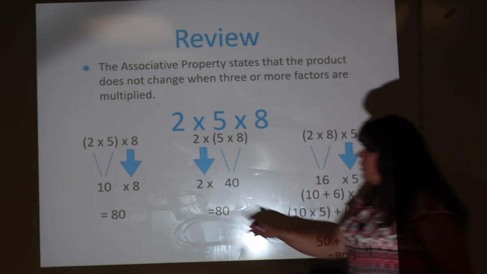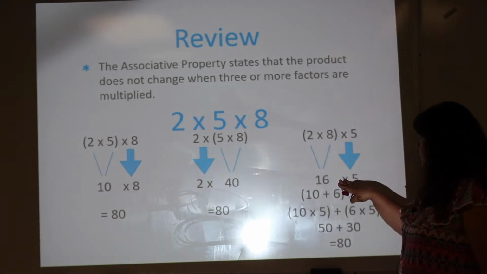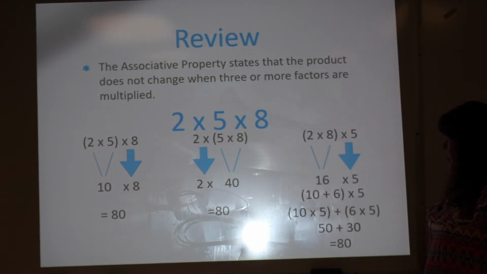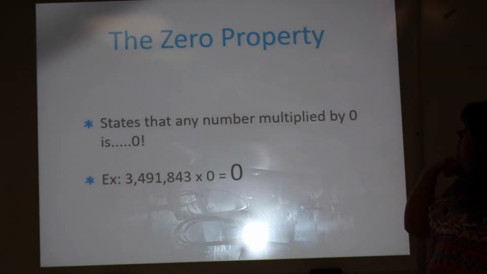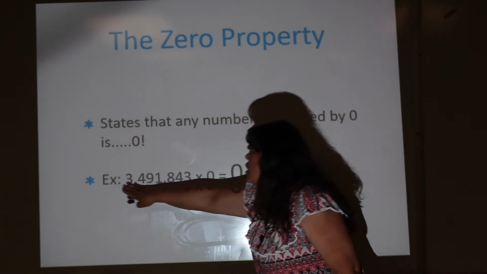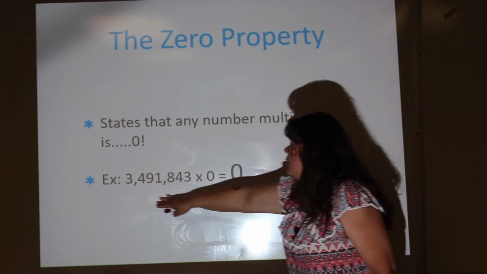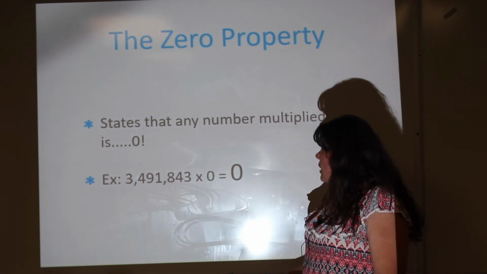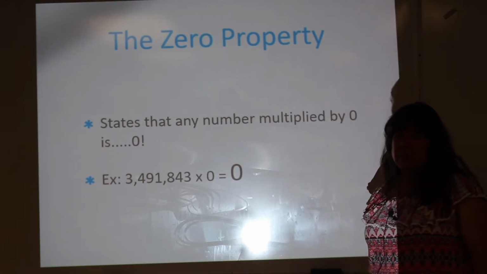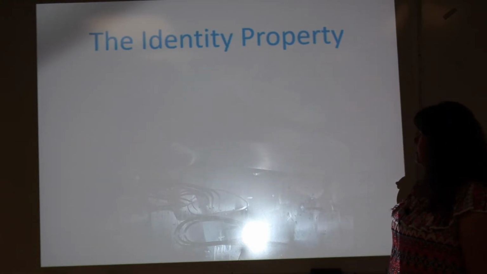And it's interesting when you look at the beginning how they're all different. And then in the end, when we get all the way to the bottom, we're the same product. So the zero property states that any number multiplied by 0 is 0. So I've got this huge, huge, huge number, 3,491,843 times 0 still equals 0. Doesn't matter how big it is.